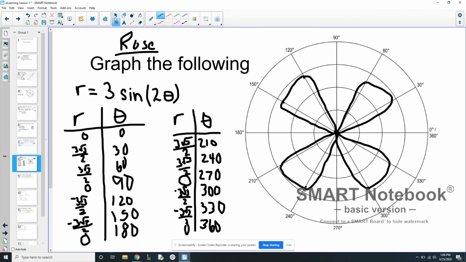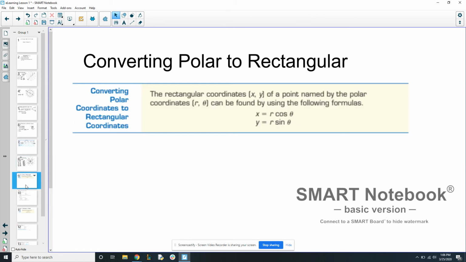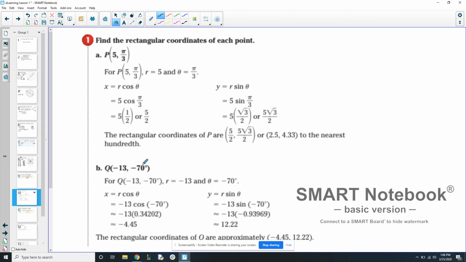Okay, so if you have any questions on the graph, please let me know. Last thing, converting polar to rectangular. To go from polar to rectangular, you use these two equations. X equals r cosine theta, because again, x is cosine on the unit circle. Y equals r sine theta. Really, really simple. Follow the examples that we went through in class.